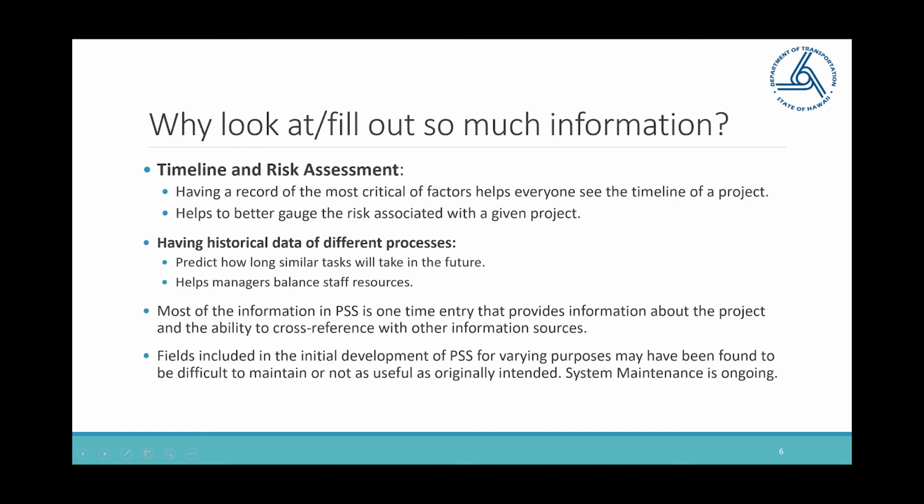And the other thing that this allows, with all this information stored in a database, is historical data, which allows the division to look at everything that's happening within Highways to gauge what processes need to be adjusted and see how we're doing. This also allows us to predict on similar tasks, again to balance resources for the different projects. Another thing is it allows cross-reference of information from different sources. So the federal information, the STIP information, those different things can be tied in and referenced all in one spot.